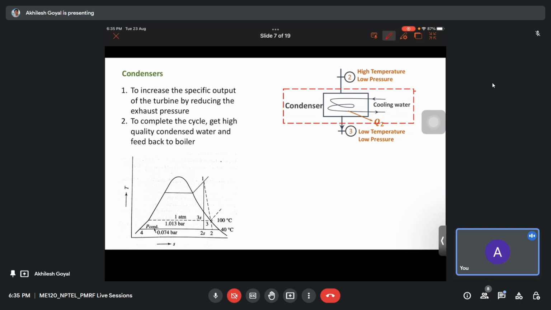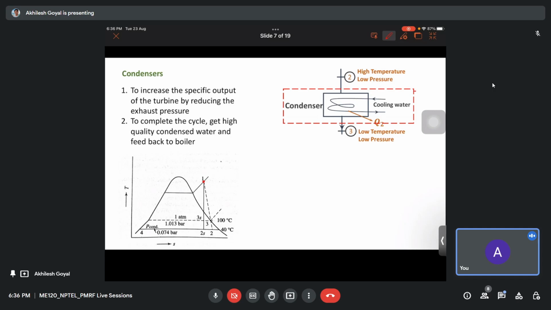This is a closed cycle, so to complete it we need something where we can reject heat q2. So this something is the condenser first. The second reason to use a condenser is, if we use a condenser, we can increase the specific output from the turbine. How? You can see in this figure.